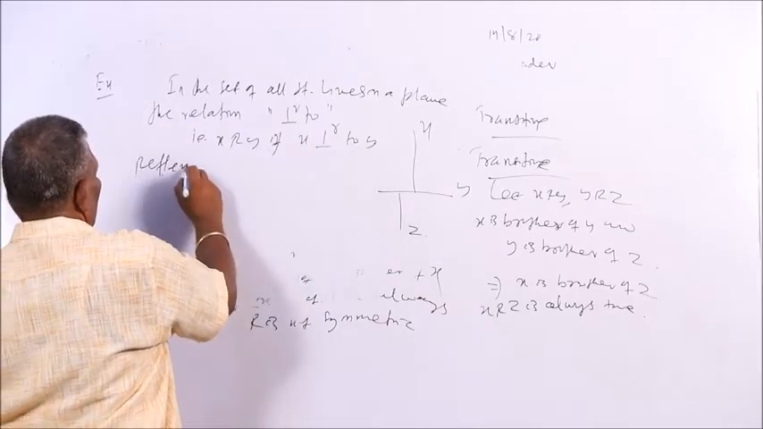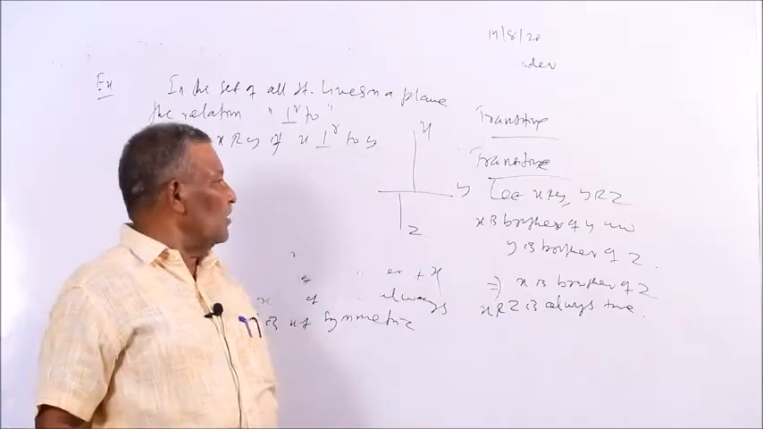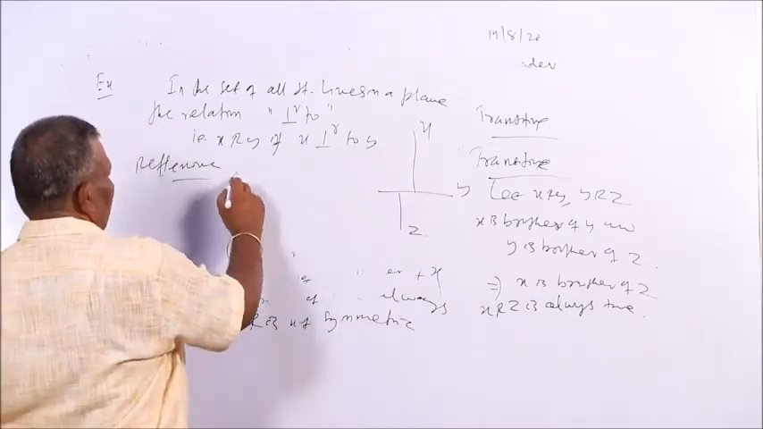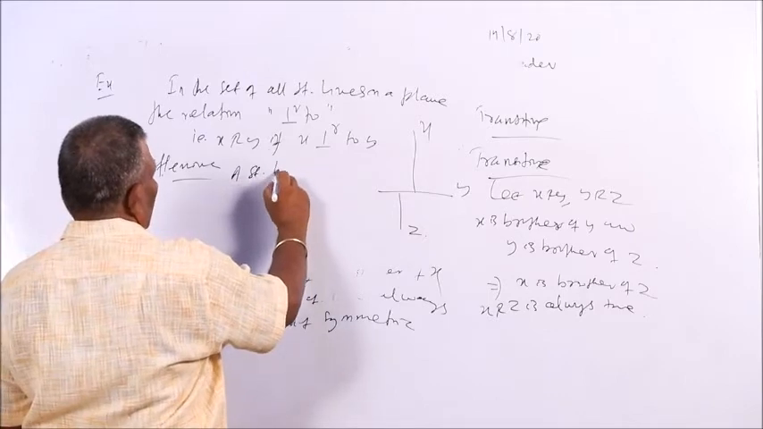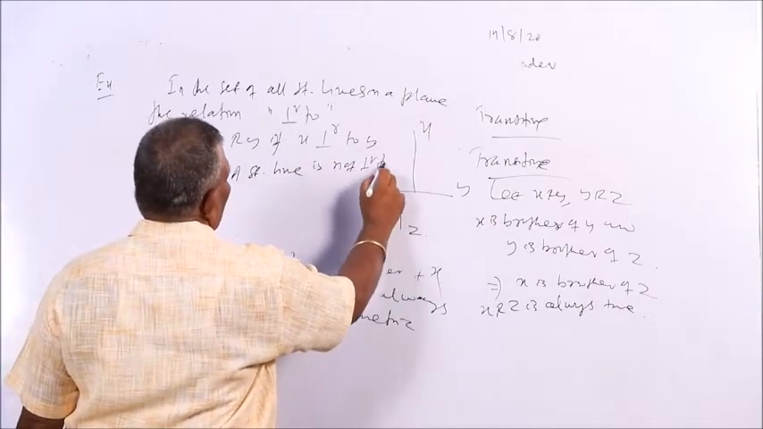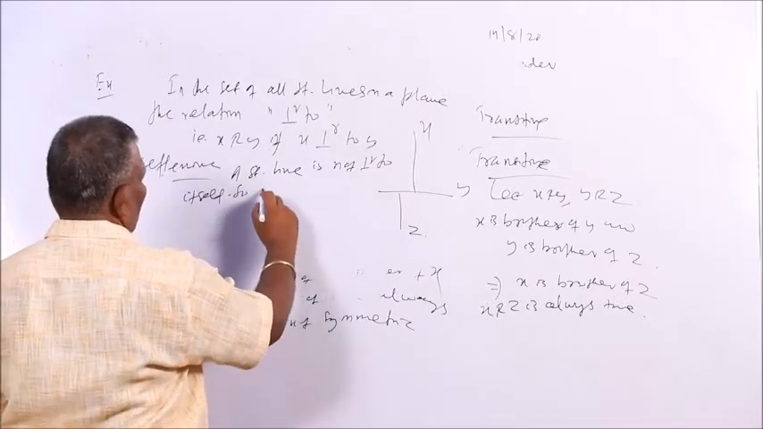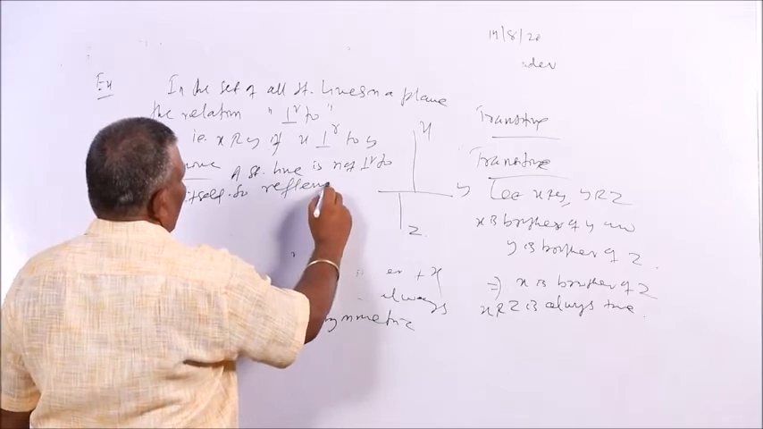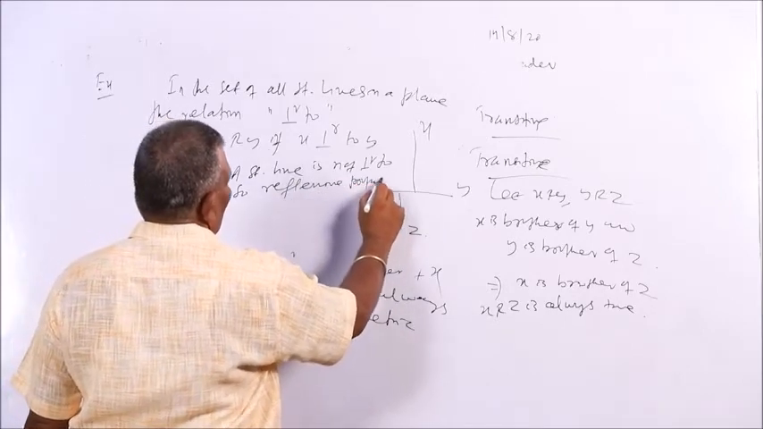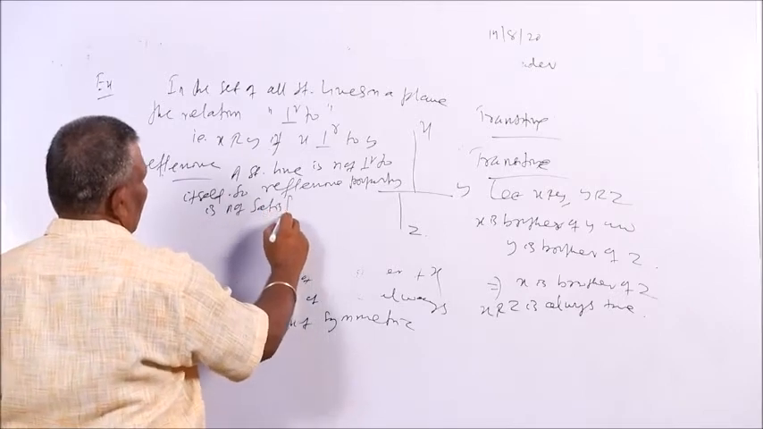Reflexive. A straight line can never be perpendicular to itself, that is X cannot be perpendicular to itself. So reflexive is not satisfied. A straight line is not perpendicular to itself. So the reflexive property is not satisfied.